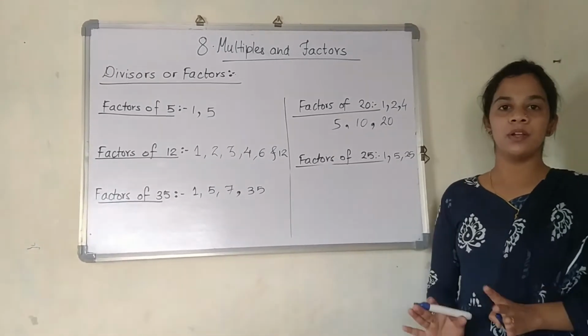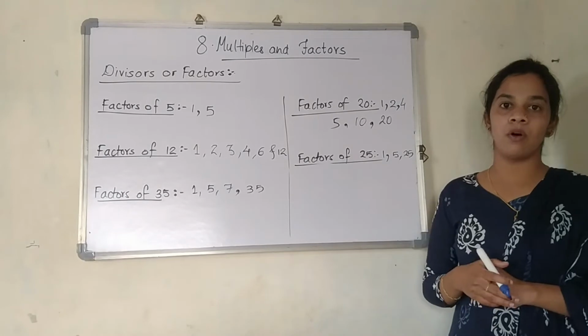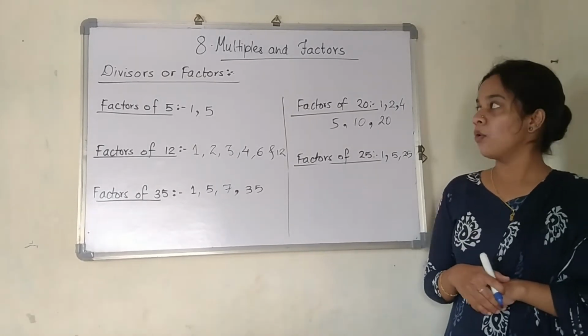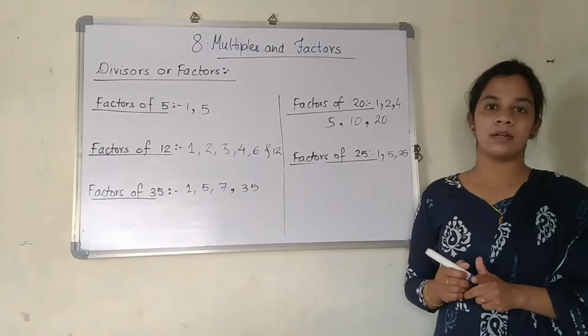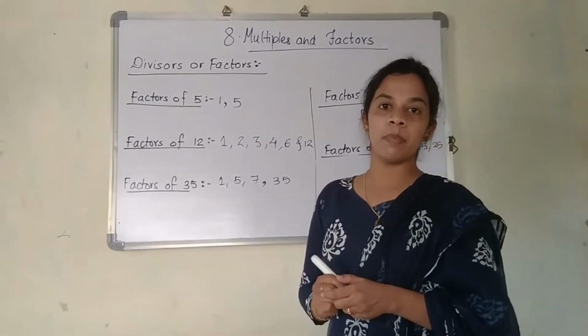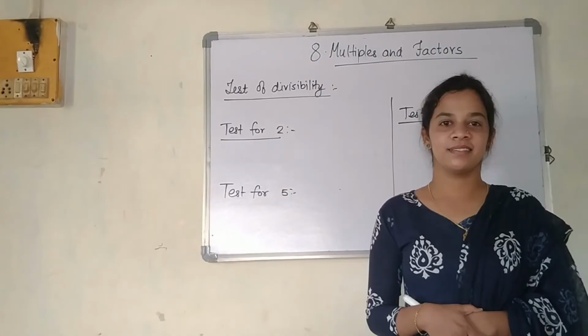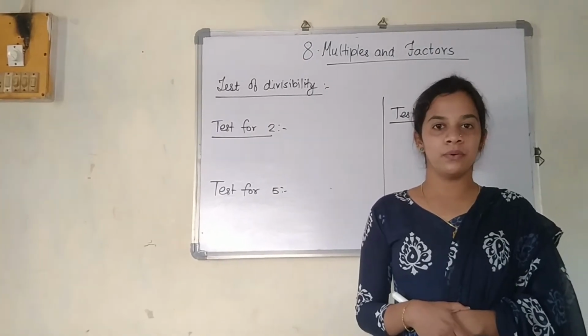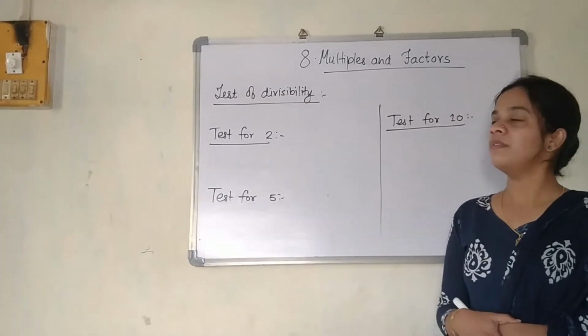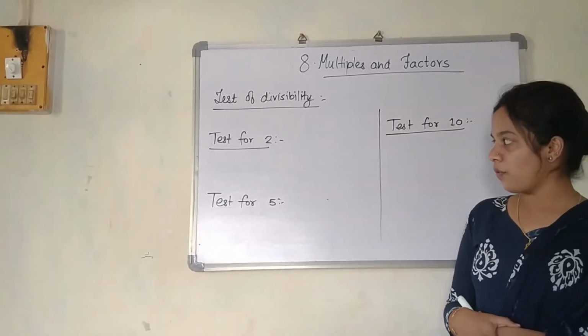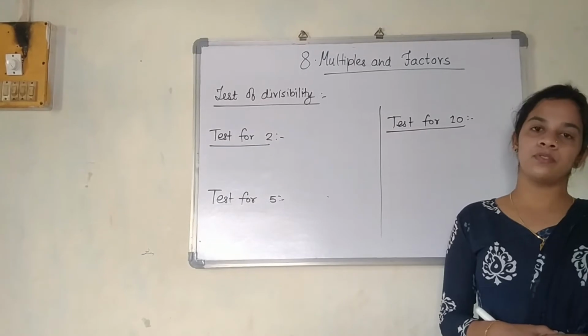So these are actually the factors, these are the divisors of that particular number. So I hope you have understood multiples concept and factors concept. We will see the next part of it now. So now we are going to see the test of divisibility. Test for 2, test for 5 and test for 10.